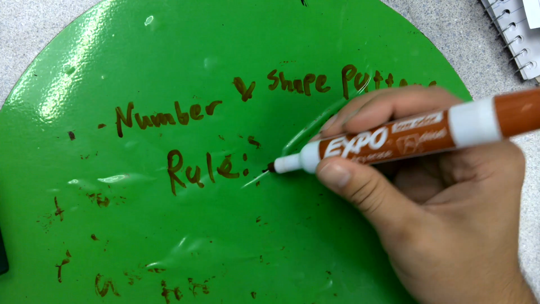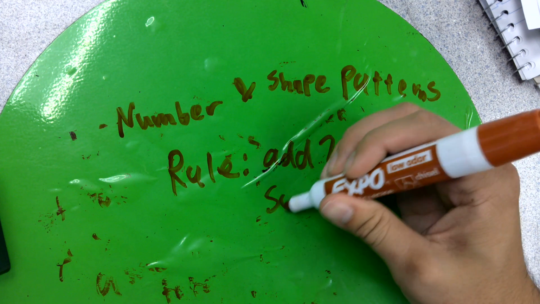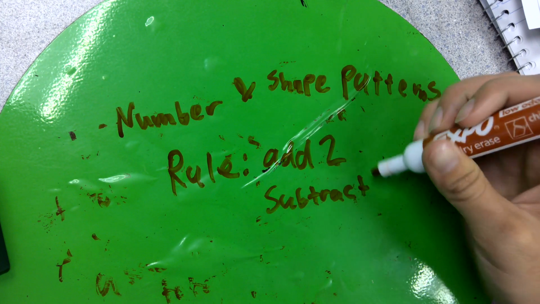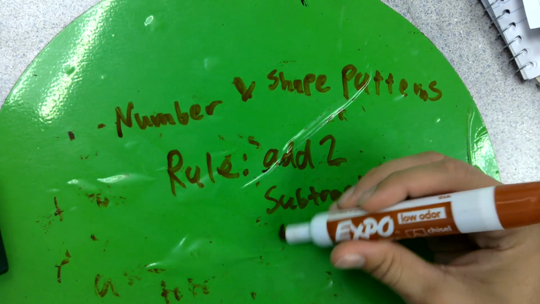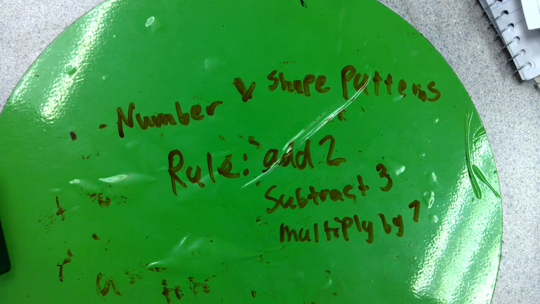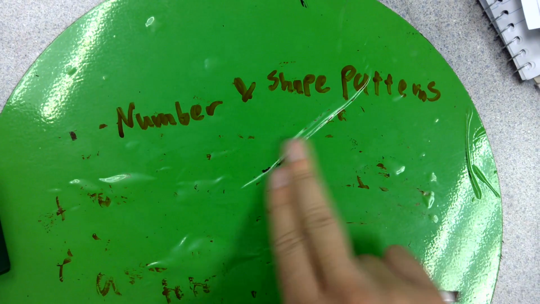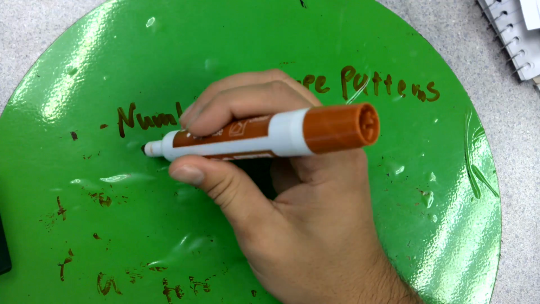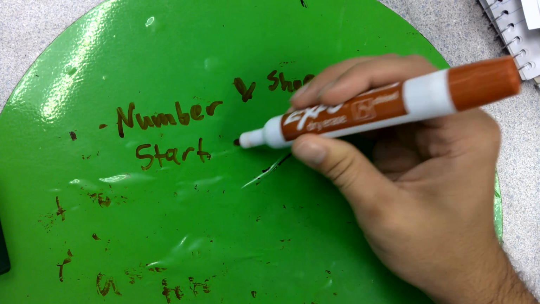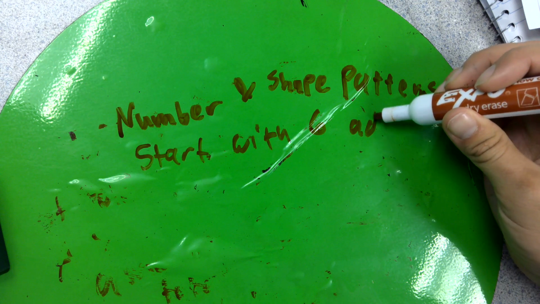So rules can be anything as simple as add 2 could be a rule, or subtract 3, or even multiply by 7. Now, a rule for that can be for a number pattern rule. So I'm going to start with an example here. Let's use a rule that requires addition. Okay, so we are going to start with the number, let's go 6, and the rule is to add 3.